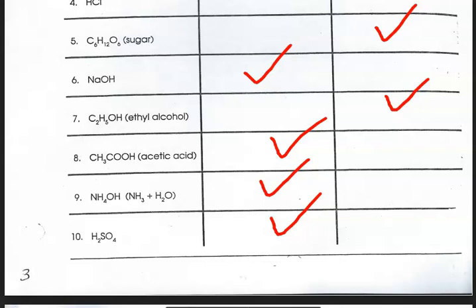Sodium hydroxide is a base. It's also a salt. It's an ionic compound, but it's a base. And then you have acetic acid, your ammonium hydroxide, better known as ammonia and water as well, and your sulfuric acid for number 10, which is an electrolyte.